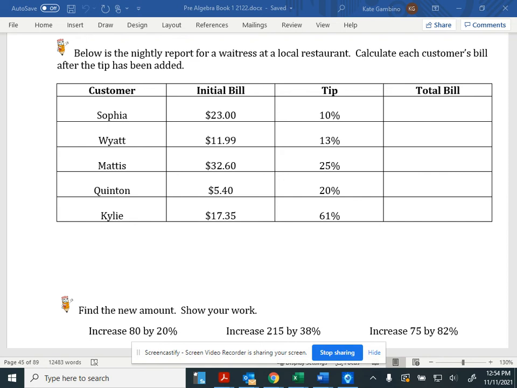So you've got the nightly report for a waitress at a local restaurant. Calculate each customer's bill after the tip has been added. So some people gave a really good tip. Holy cow, Kylie is just rocking it with her tip. 61% tip, which is awesome. Waitresses want customers that are going to tip 61%. Figure out what their total bill was when they gave that percentage of tips.